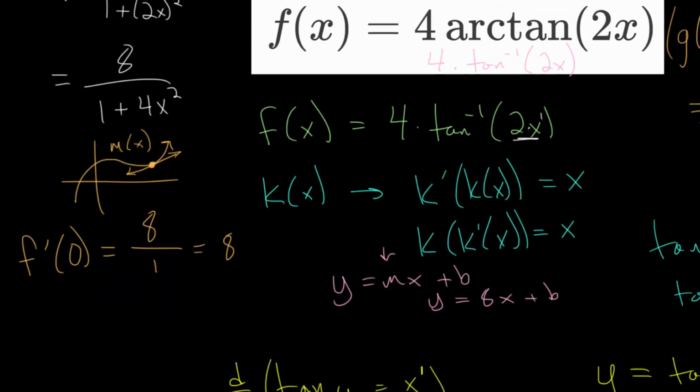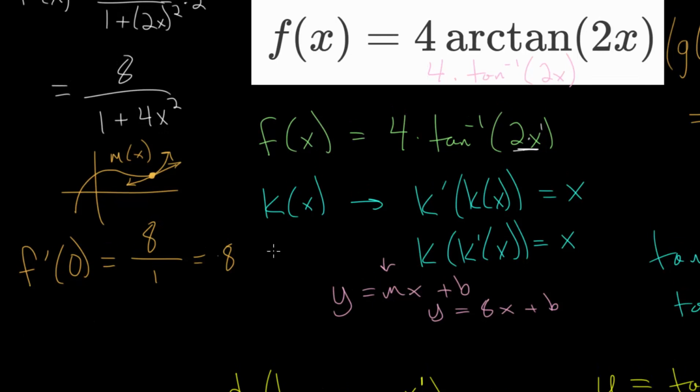Let me just make a bit more room so we can keep working on this. We are running out of space here. But let's say we have f of 0 now. We're just plugging 0 into our function. We get 4 multiplied by the inverse tangent of 0. And the inverse tangent of 0 is just 0.